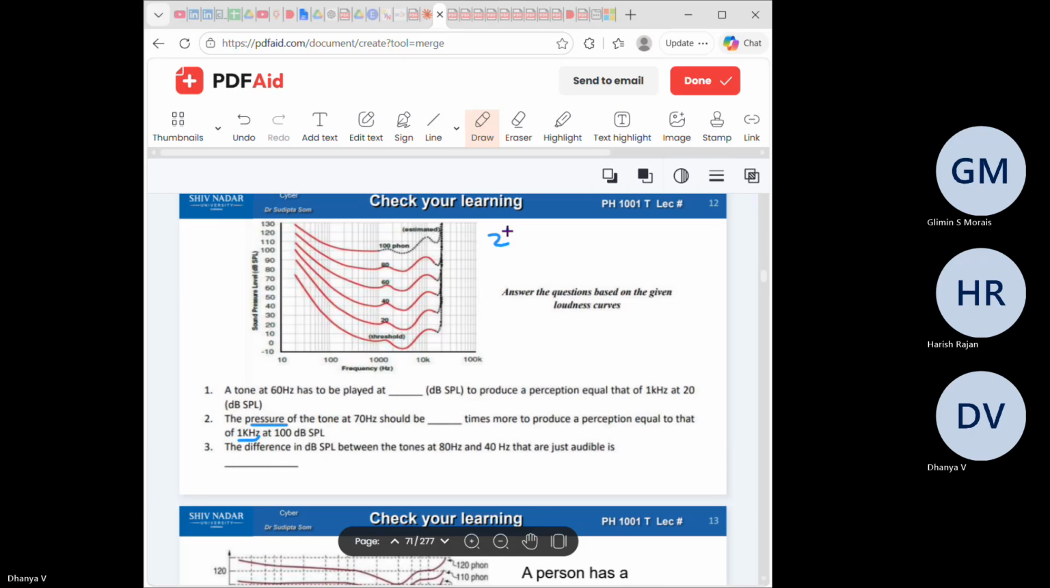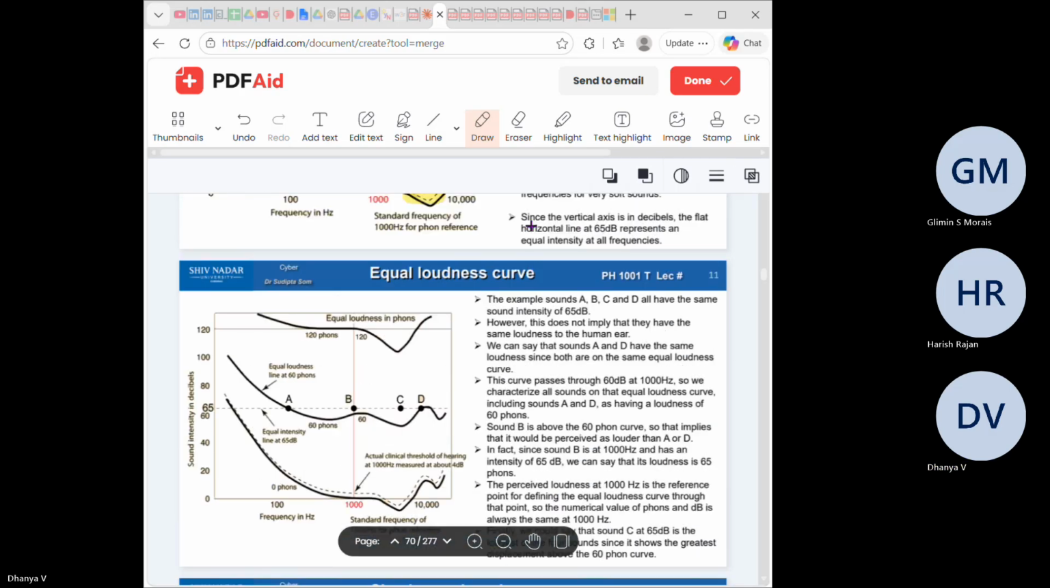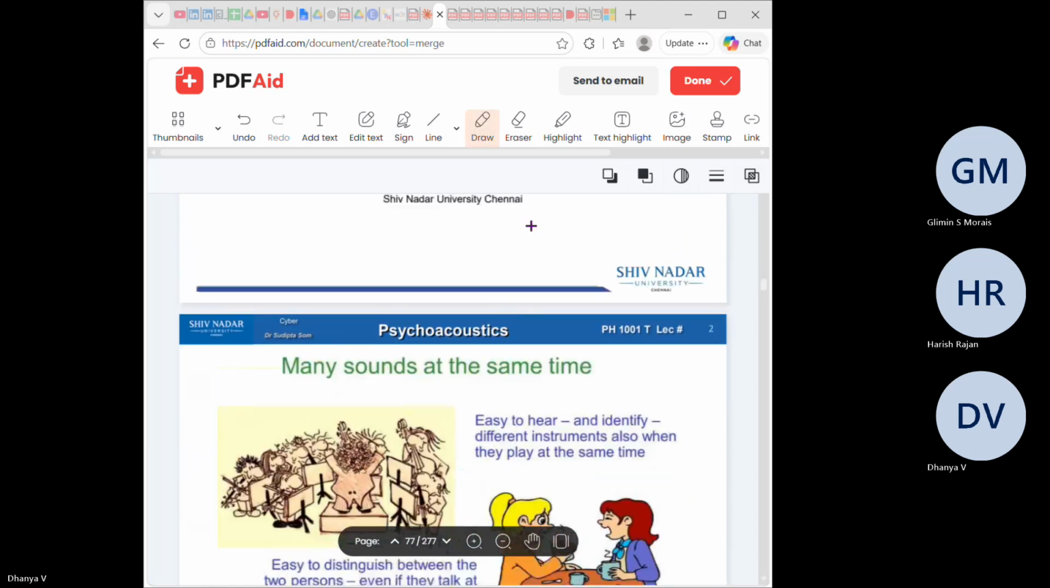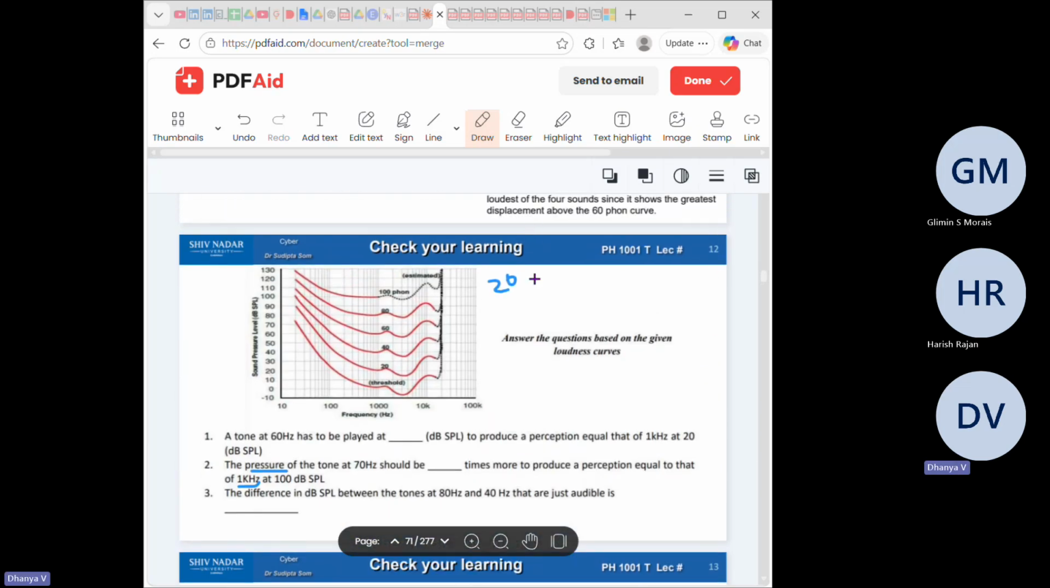So 20 log P by P naught, where P we actually don't know, and P naught is 20 micropascal, or 2 into 10 to the power minus 5, is equal to 100 decibel. Again, you rearrange, you solve this, you do everything.